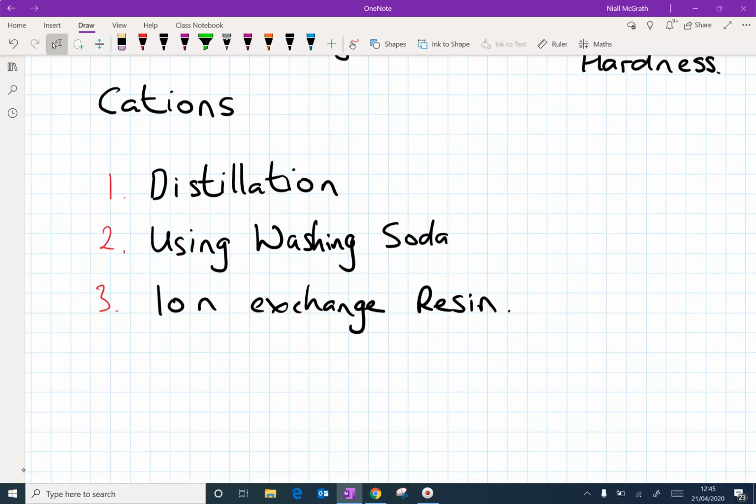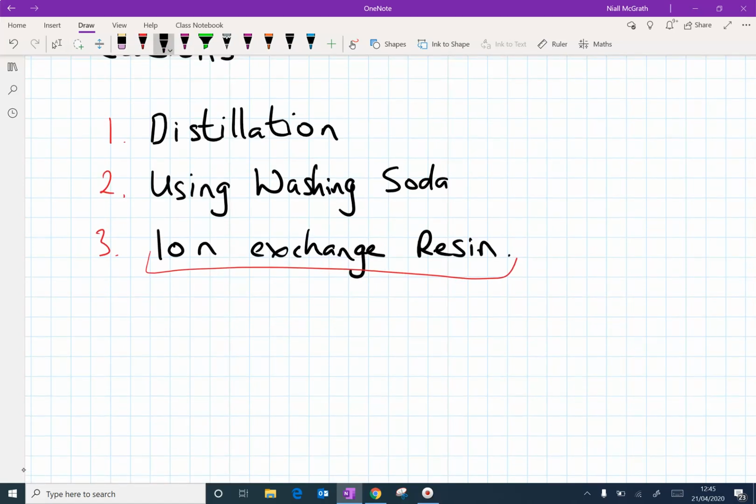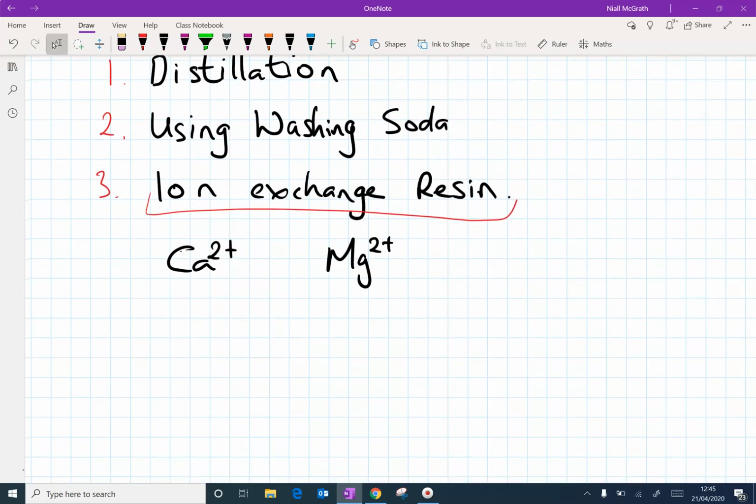So in simple terms, what ion exchange does is it swaps the Ca2+ or the Mg2+ out for ions that don't cause hardness in water. The most common one that is used is sodium. The charge on sodium is just Na+.